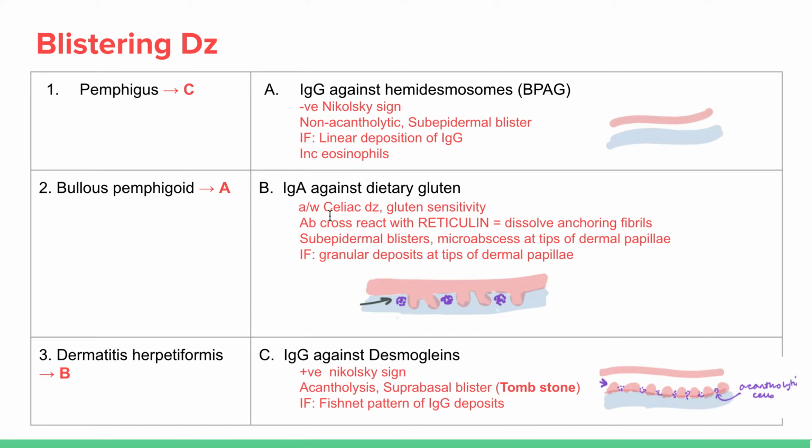So you're going to see this in someone who probably has celiac disease and gluten sensitivity. The antibodies actually end up cross-reacting with reticulin, and they end up dissolving anchoring fibrils. So what you get is a subepidermal blister, and you also see some microabscesses at the tips of the dermal papillae. On immunofluorescence, you're going to see granular deposits at the tips of the dermal papillae.